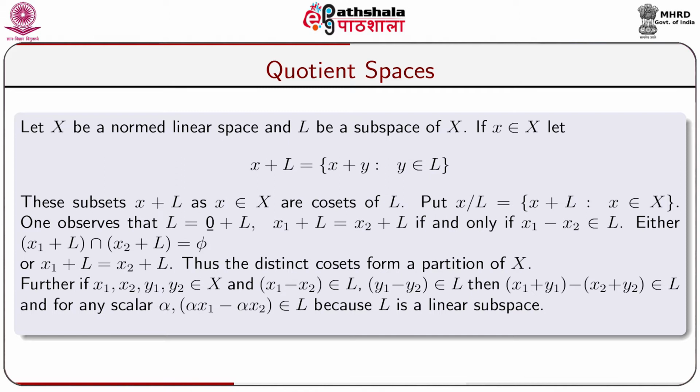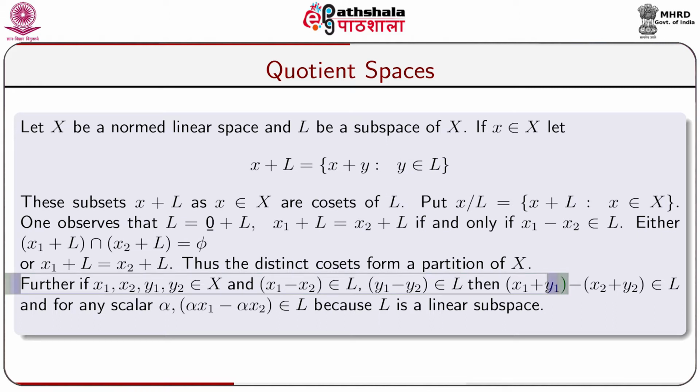Now, x 1 plus L is equal to x 2 plus L if and only if x 1 minus x 2 belongs to capital L. So, you can see either x 1 plus L intersection x 2 plus L is equal to phi, or x 1 plus L is equal to x 2 plus L. That means, either they are equal, or x 1 plus L and x 2 plus L are mutually disjoint, and we see that the distinct cosets form a partition of capital X.